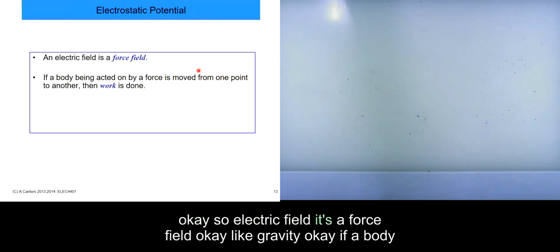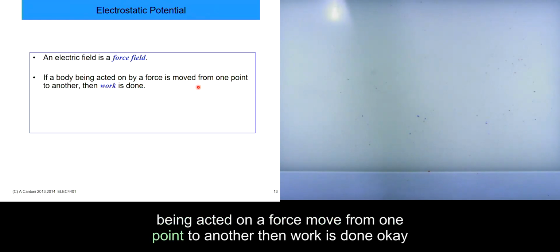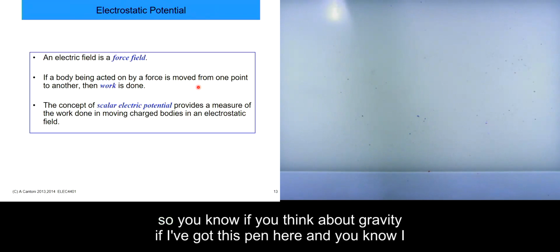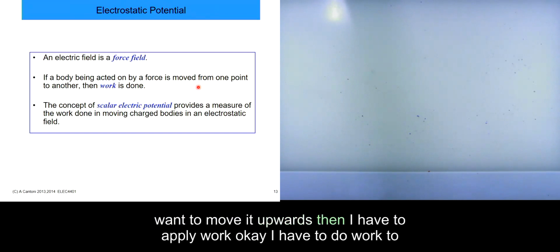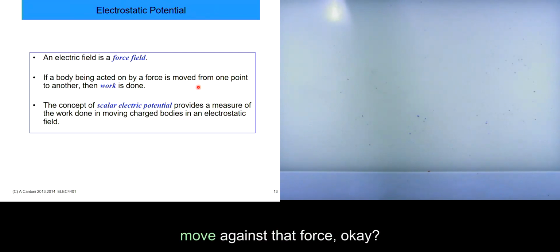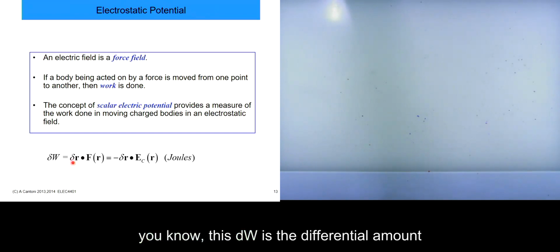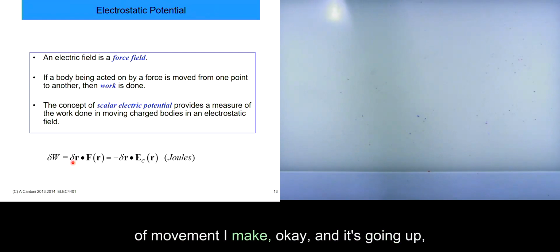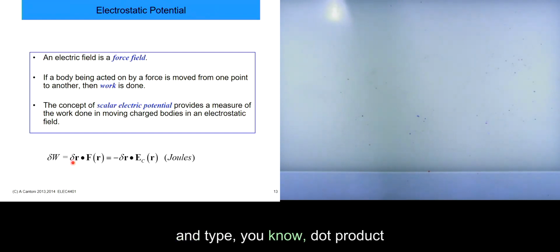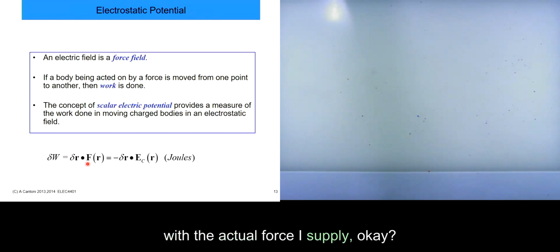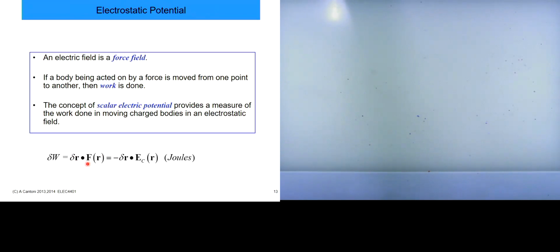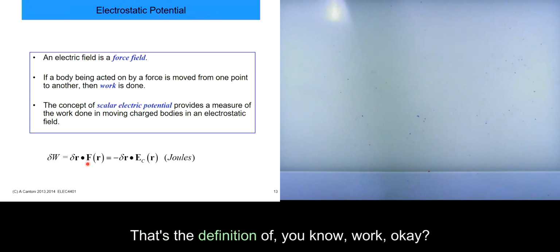So the electric field is a force field. It's like gravity. If a body being acted on by a force is moved from one point to another, then work is done. If you think about gravity, if I've got this pen here and I want to move it upwards, then I have to apply work. I have to do work to move against that force. The amount of work I supply, dW, is the differential amount of movement I make, in this case going up, dotted with the actual force I supply. So it's the amount of movement I make in the direction of the force I'm applying. That's the definition of work.